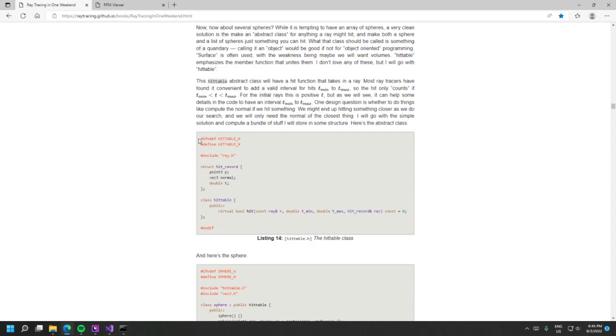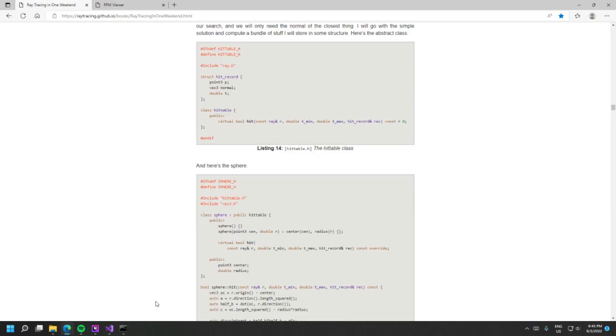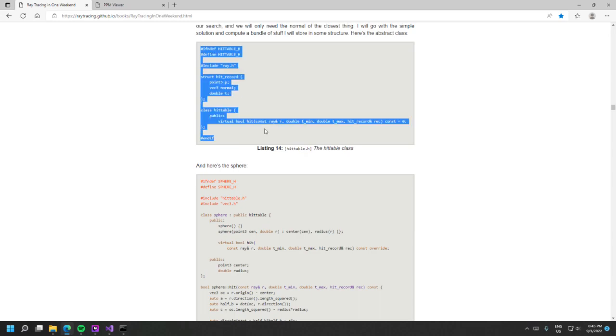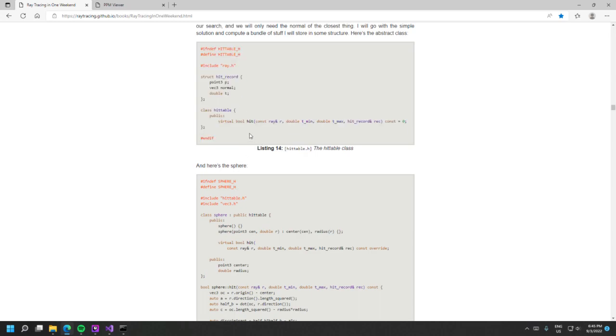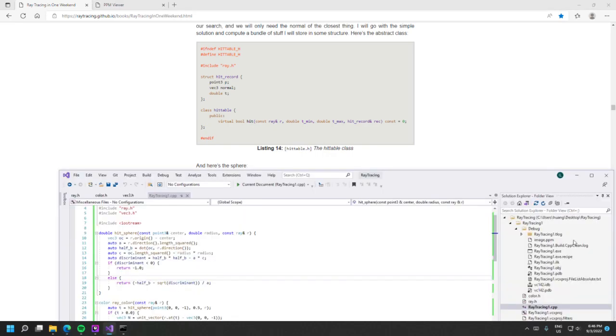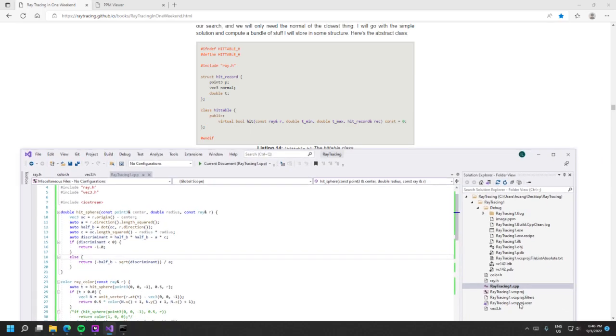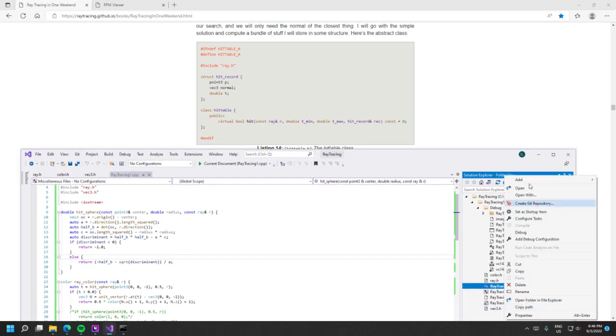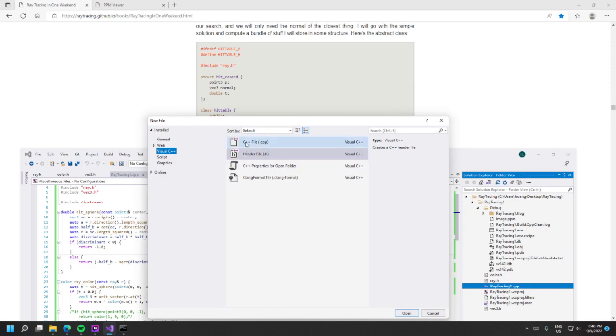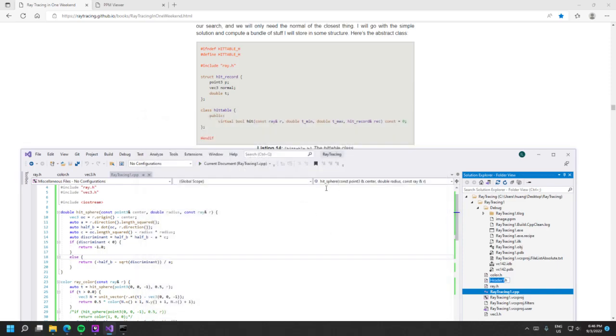Okay, so let's do the abstract class for hittable H first. I think I might just be copy and pasting this. Well, if we understand why we need this abstract class instead of having an array of these identical objects, or at least very similar objects, then we can. We just want to make that abstract class. This is hittable.